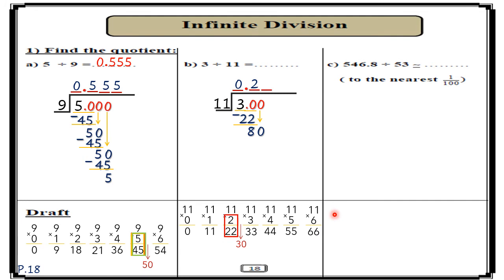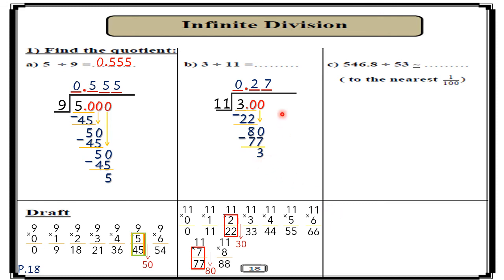Now 11 times 6 equals 66. No, I have to complete. 11 times 7 equals 77. No, I have to complete. 11 times 8 equals 88. Okay, now I can stop. 80 is between 88 and 77. Take the smaller, which is 77. The number which is up, up; the number which is down, down; minus. 80 minus 77 equals 3.